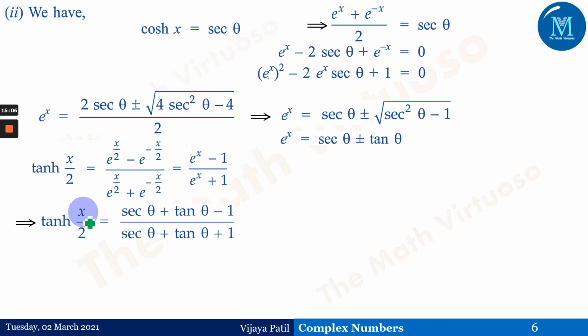Now this tan hyperbolic x by 2 equals to, now e to the power x we have got as sec of theta plus or minus tan of theta. So we'll be considering e to the power x as sec of theta plus tan of theta. So we have just put this value over here. If you observe here, the value of e to the power x we have replaced here, minus 1 plus 1.